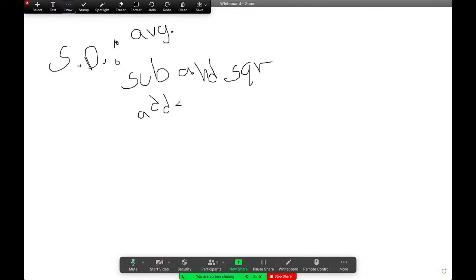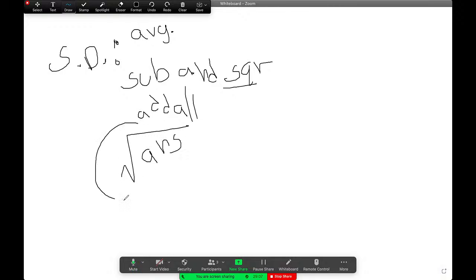Add all of them, and then what do you do next? I don't know. Then you take the square root, because over here you squared it, and then you just take the square root of that answer. And there's the final answer. And that's how you take the standard deviation. Yeah, good job, Siddharth.